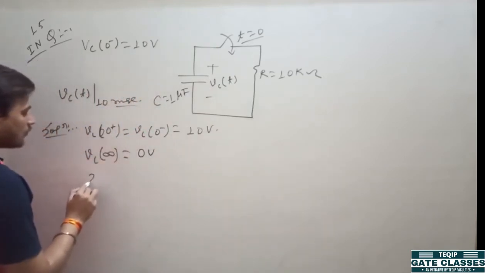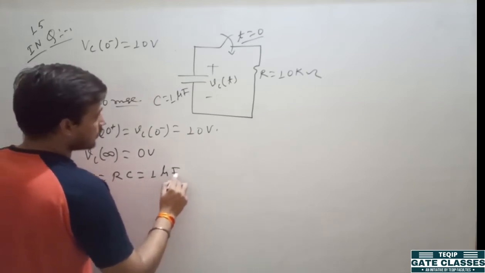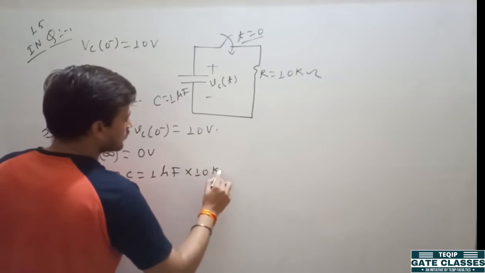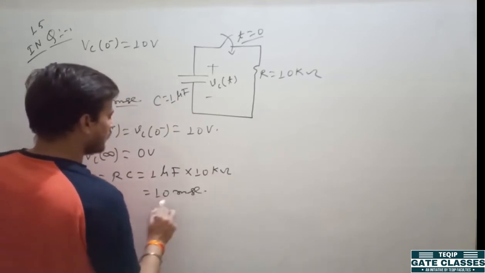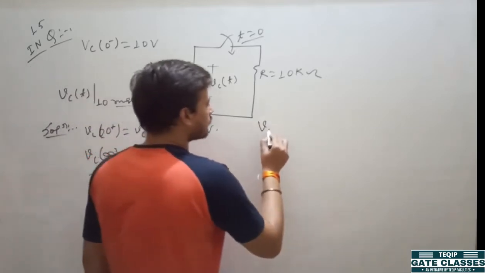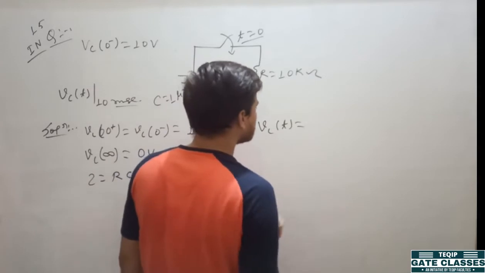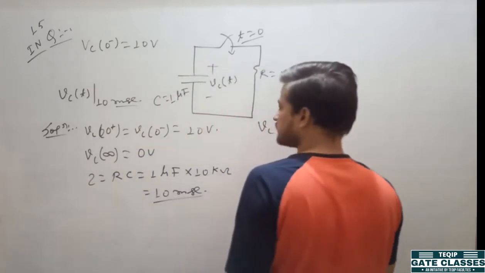Time constant tau is equal to R into C. So 1 microfarad into 10 kilo ohm. Micro into kilo will become 10 millisecond. So if you write the expression for voltage across capacitor VC(t), V infinity, that means 0, plus V0 minus V infinity.